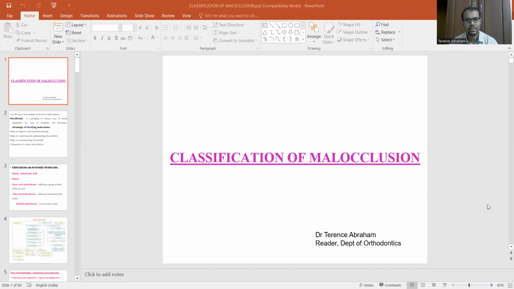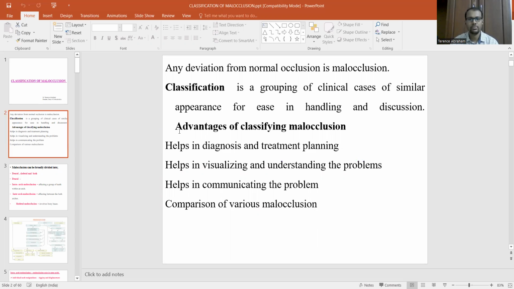Before starting with the classification of malocclusion, what is malocclusion? Any deviation from the normal occlusion is known as malocclusion. As I told before, malocclusion is any deviation from the normal occlusion. What is classification? Why are we doing classification? Classification is just grouping of clinical cases which have a similar appearance for easy handling and discussion.